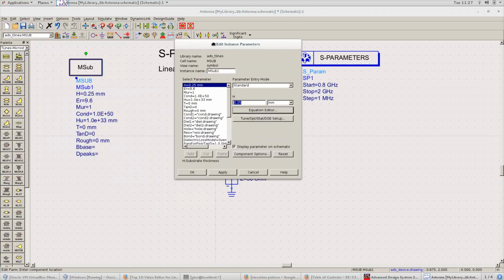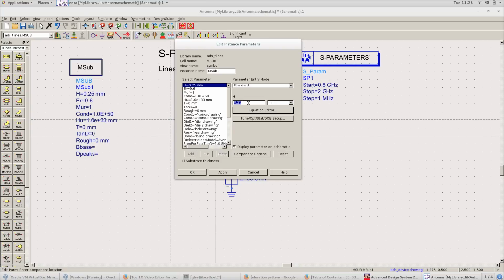With the substrate definition, you can go in here and manually change all of these values. Now you could change them from the schematic window, but then you'd have to know what each one of these are. So one thing to point out is that if you double click on MSub, then when I select a parameter, say this H, which is 0.25 millimeters, it tells me what that actually is.